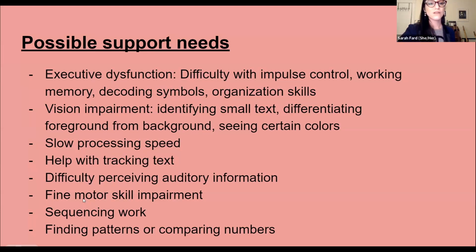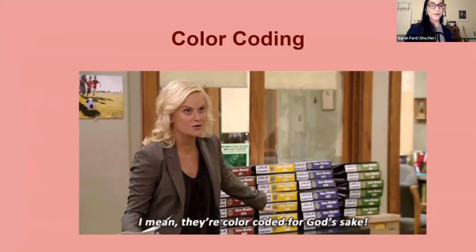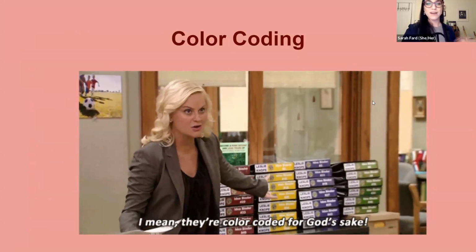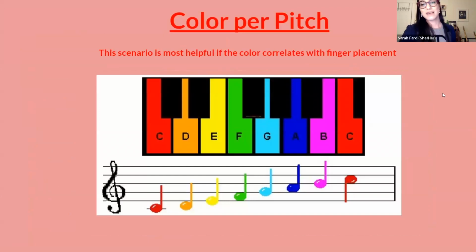Sequencing work, finding patterns, all these things are going to come up in those accommodations lists. So we need to think about how we can support that with our visuals. First thing I always think about is color coding. You might have already used this in your work. Color coding can be a great support for students if it has meaning.